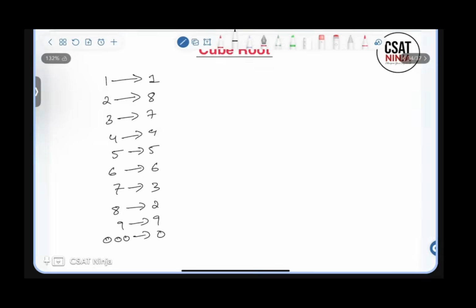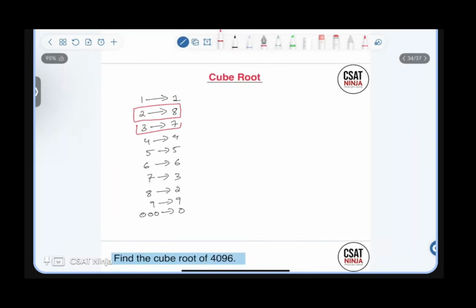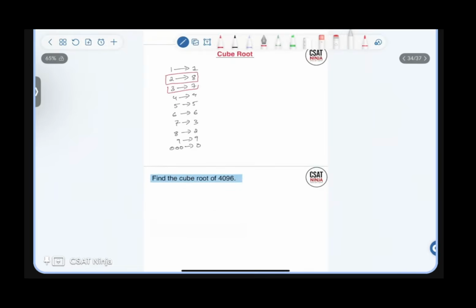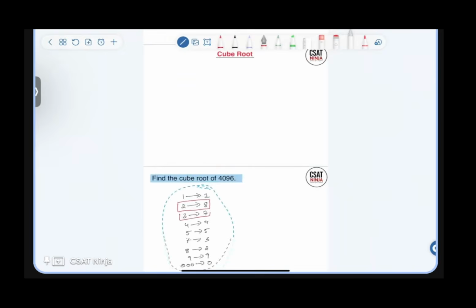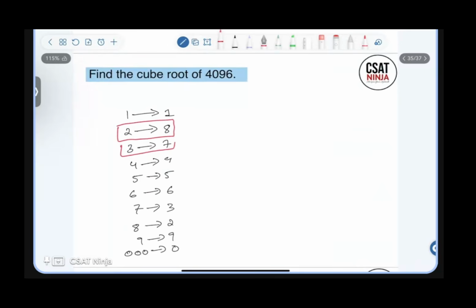So this is the rule. Same thing. There's only one difference here. If it is ending by 2, then it is 8. If it is ending by 8, then it is 2. And if it is ending by 3, then it is 7. And if it is ending by 7, then it is 3. So let's give it a try.